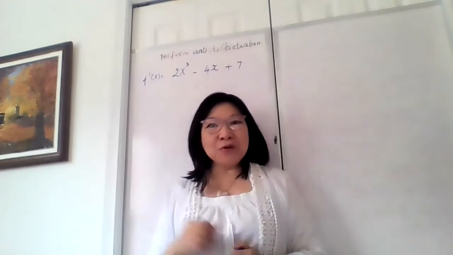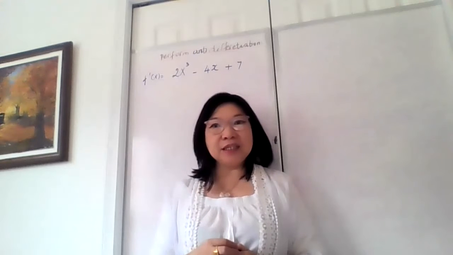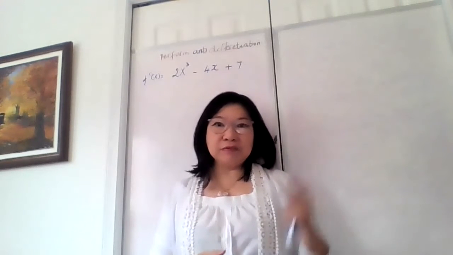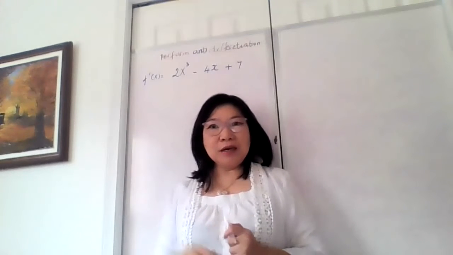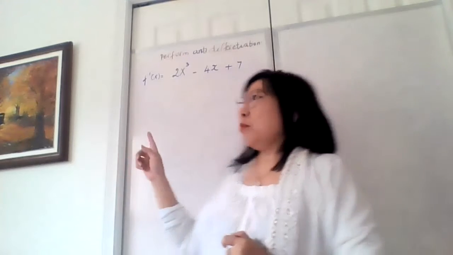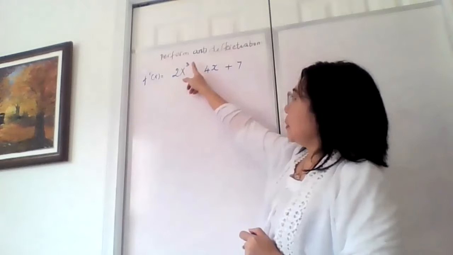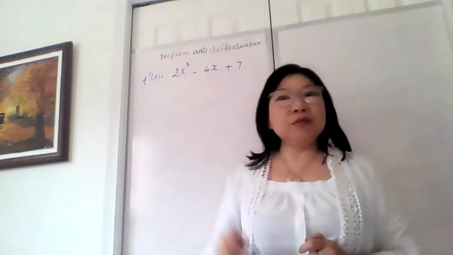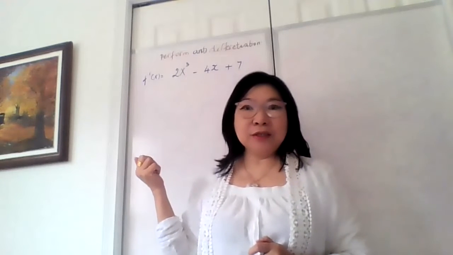So in this video, I will show you how to do the antiderivative. This is the second lesson, following the first lesson. Let's get right into the question. On my board, we have a derivative function: 2x to the power 3 minus 4x plus 7. And we want to do the antiderivative of this function.